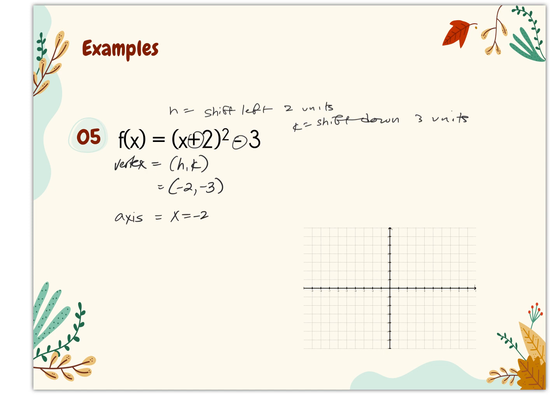So I come over to my graph. -2, -3 is my first ordered pair. It's my vertex. My axis of symmetry goes through it. It's the line of X equals -2. So I have to write it as an equation of a line.